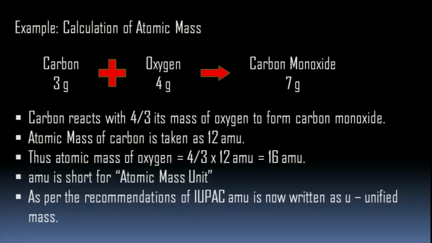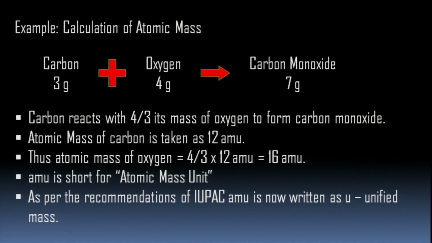Okay, children? So, see here, example calculation of atomic mass. 3 grams of carbon combined with 4 grams of oxygen to form 7 grams of carbon monoxide. This shows that 4/3 times the mass of carbon reacts with the mass of oxygen to form carbon monoxide. How can you find the atomic mass of oxygen? Just look at the screen. 4/3 into 12 is 16 AMU. So, atomic mass of oxygen was considered as 16 AMU.